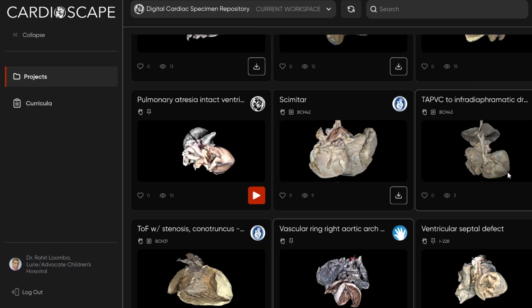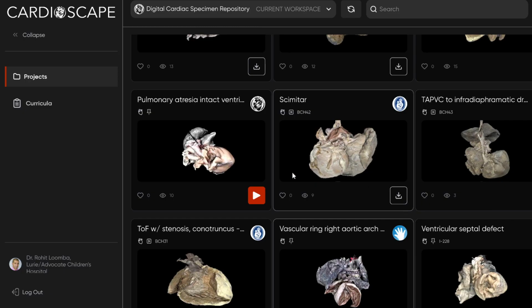As always, we're going to be using the Cardioscape platform, which is available for free for Mac OS and for Windows at www.learnchd.com. Once again, completely free and available at www.learnchd.com. Remember, Cardioscape is a digital cardiac anatomy education platform where we've taken actual heart specimens, 3D scanned them, and then made the models fully available for all of you for your education.